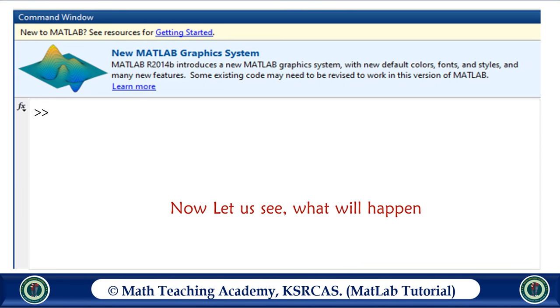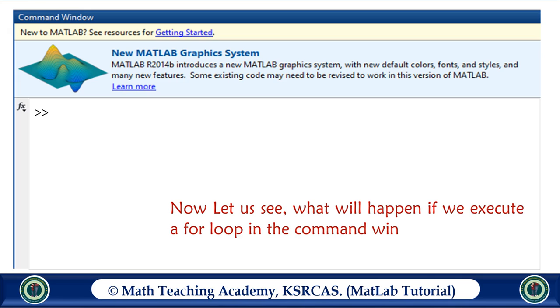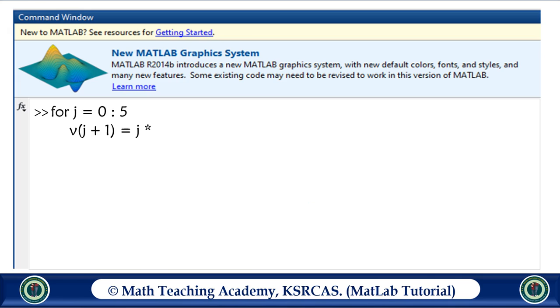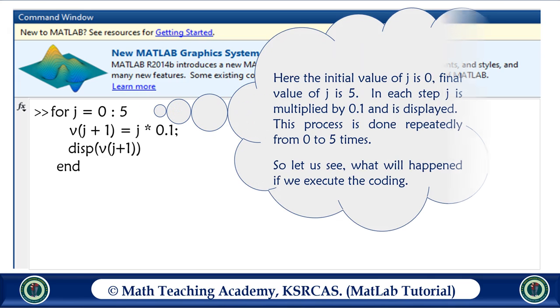Now let's see what will happen if we execute a for loop in the command window. Here the initial value of j is 0, the final value of j is 5. In each step, j is multiplied by 0.1 and is displayed. This process is done repeatedly from 0 to 5 times. So let's see what will happen if we execute the coding.